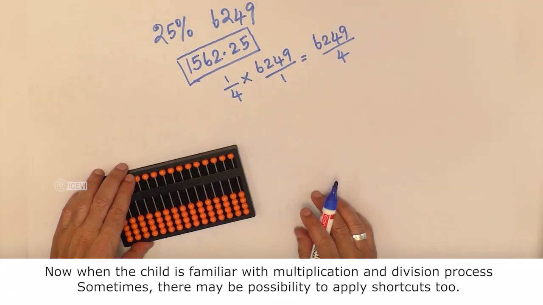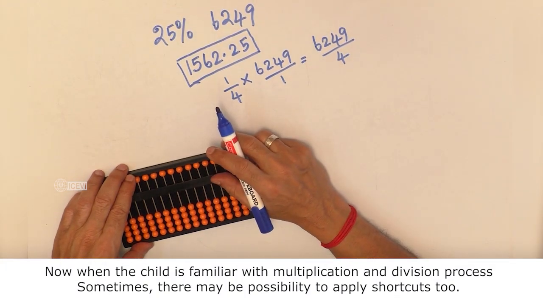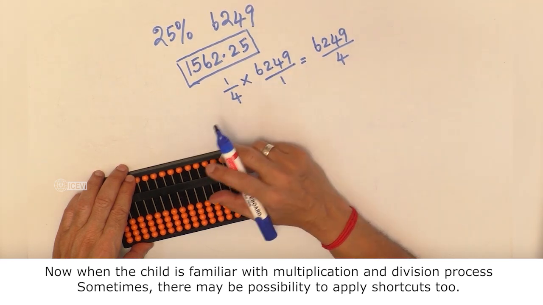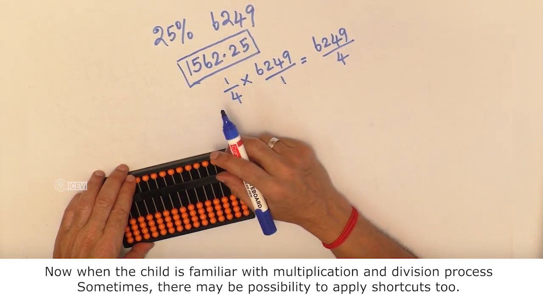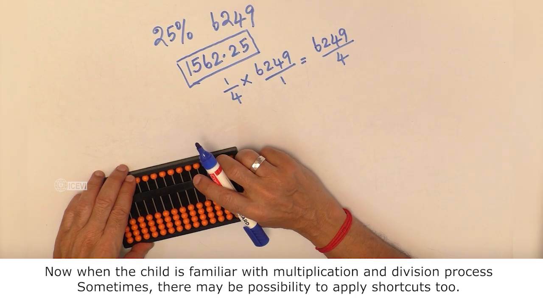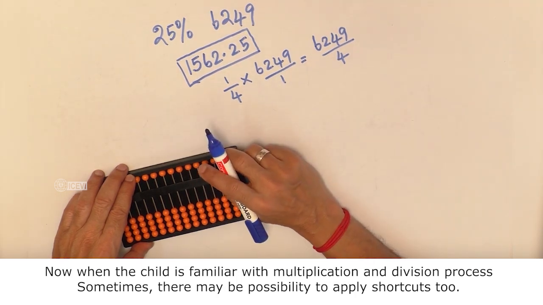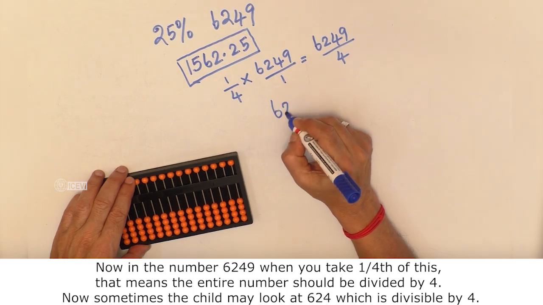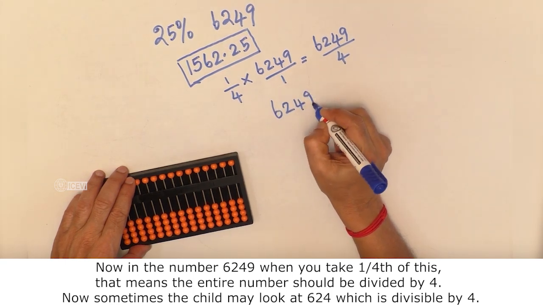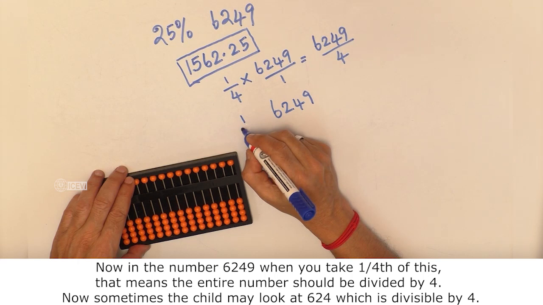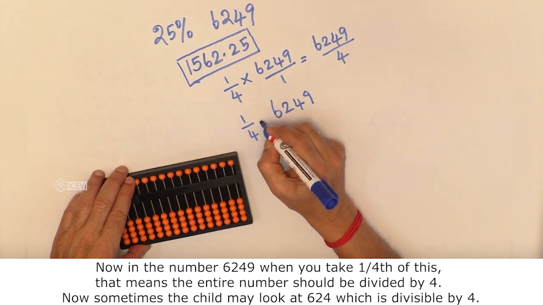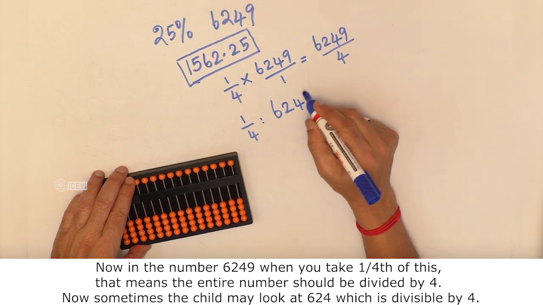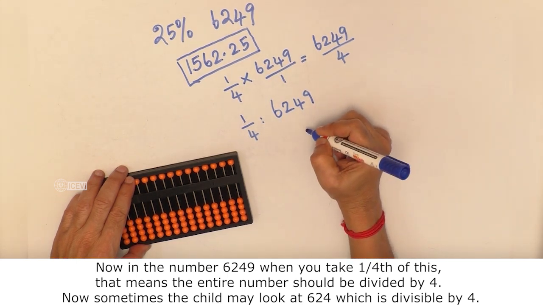1562.25. Now, when the child is familiar with the multiplication and division process, sometimes there may be a possibility to apply shortcuts too. Now, in the number 6249, when you take 1/4 of this, that means the entire number should be divided by 4.